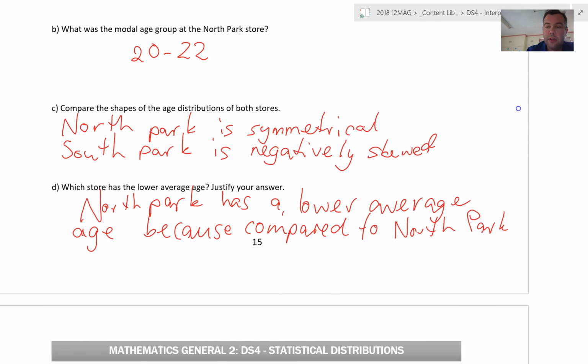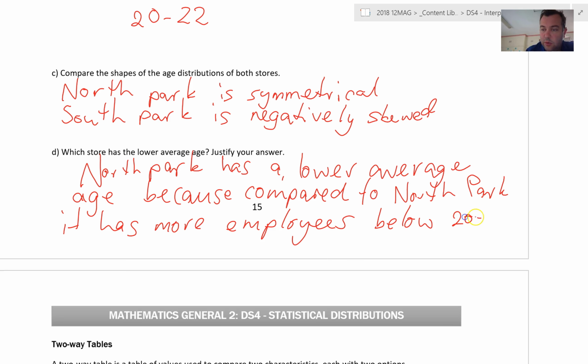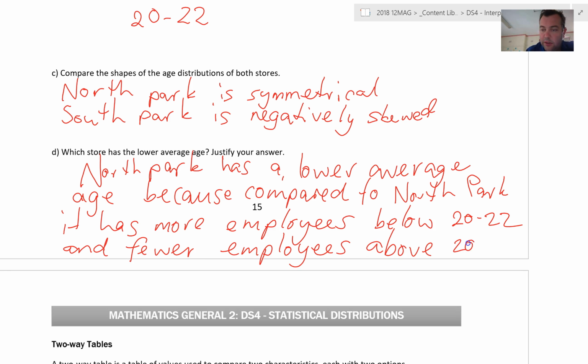and it is a comparison. Compared to North Park, it has more employees below 20 to 22 and fewer, there's that word again, good work, and fewer employees above 20 to 22.